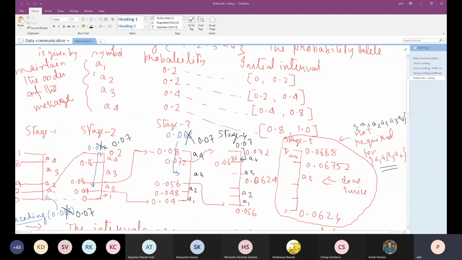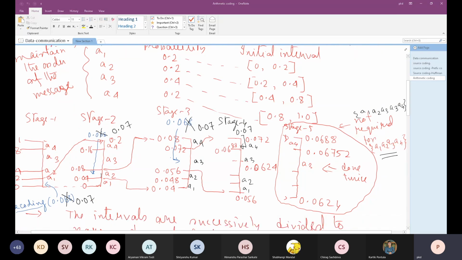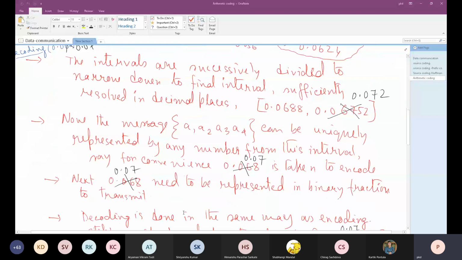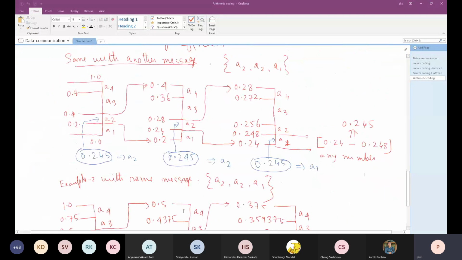The receiver does not know, but the receiver will see that 0.07 number, and then we have to see the number of messages. We have to send the number of messages. Otherwise, the full table needs to be transported, which is not desirable. So the number of symbols needs to be transported, and then we can have the symbols coded one by one. I have given two more examples.